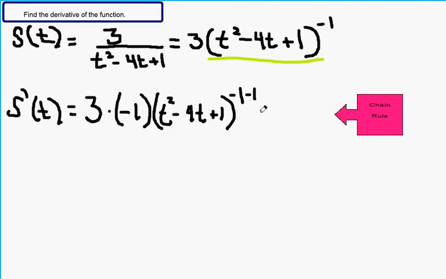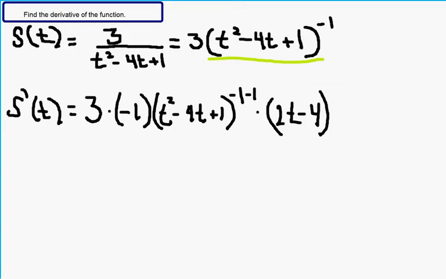Oh, but we can't forget the chain rule. Since this was a function raised to a power in the original, I need to take the derivative with respect to t of this polynomial. The derivative of t squared is 2 times t. The derivative of negative 4t, negative 4. And the derivative of 1 is 0. I need to put parentheses around this little polynomial. This polynomial is the derivative of the original base. Okay, we've applied the chain rule, and we have a derivative.